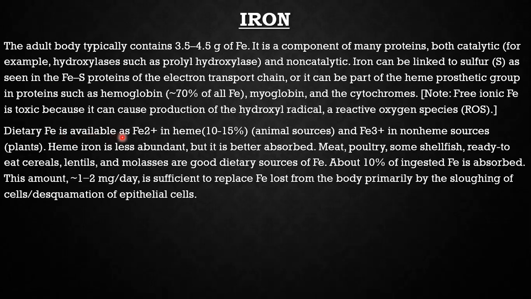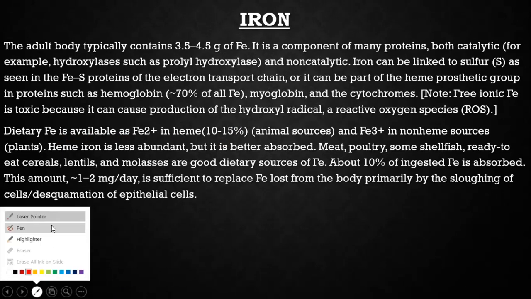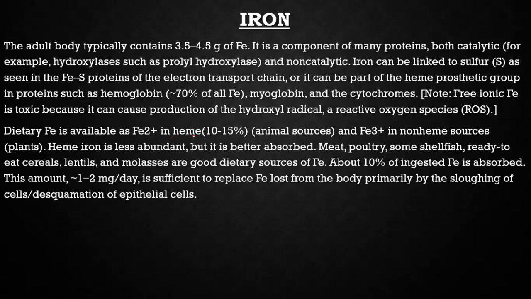Now, dietary iron is available in two forms, either heme or non-heme. Heme makes up just a small percentage of the diet, 10 to 15%. It is mainly from animal sources. But heme iron, although less abundant, is better absorbed. Note that. Now, non-heme iron, which is in the ferric form, while this is the ferrous form, is found mainly from plant sources.